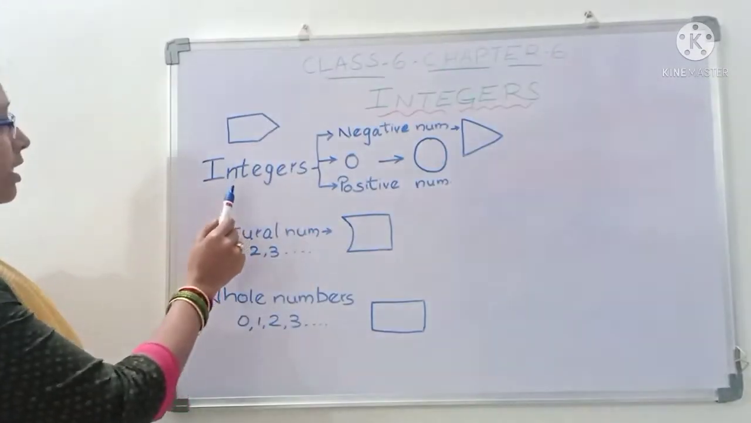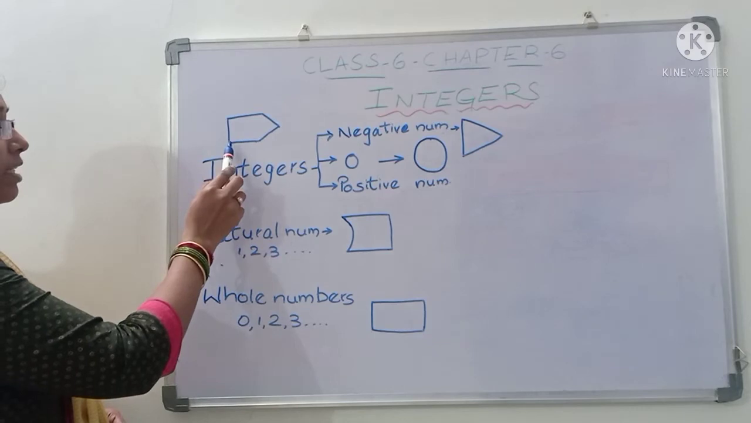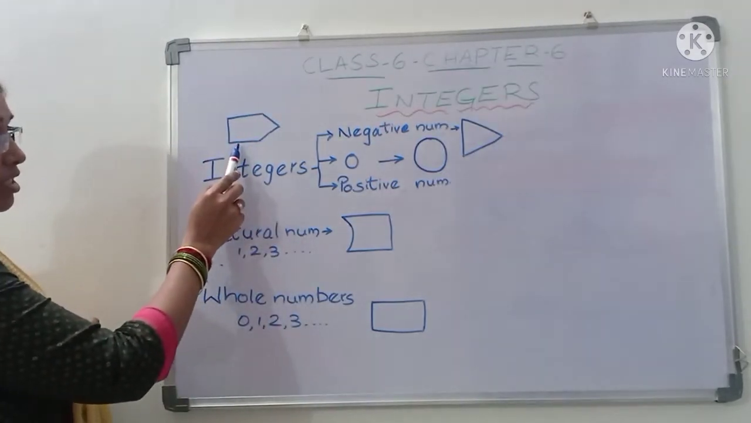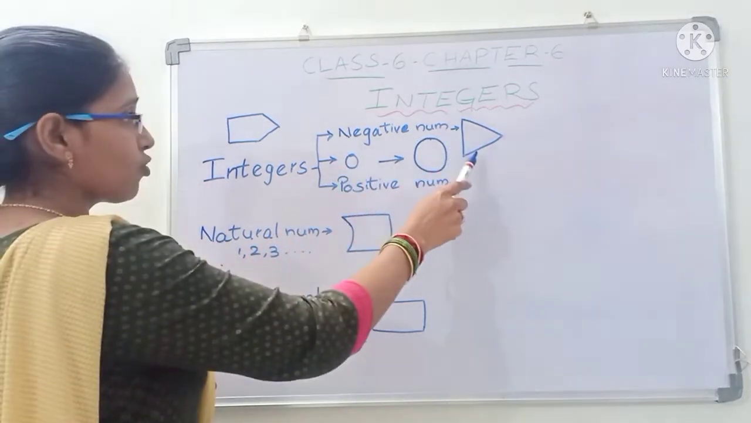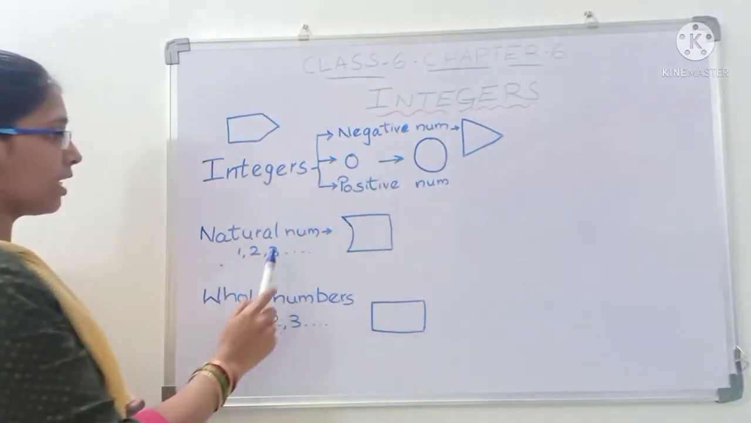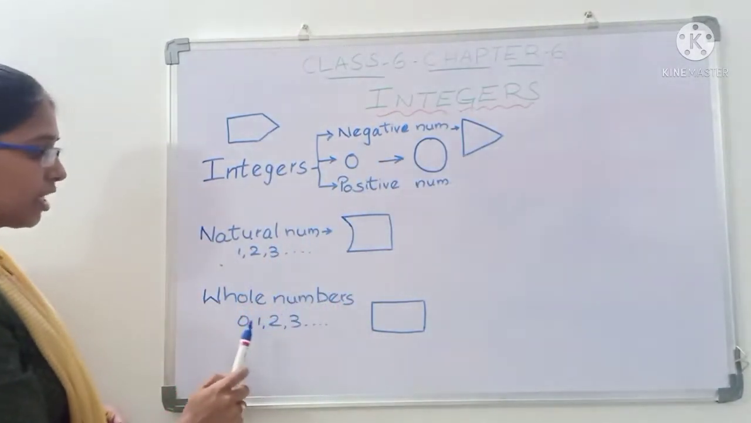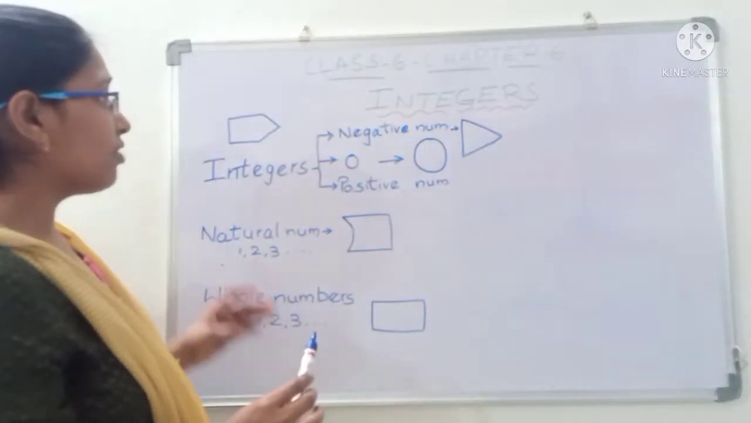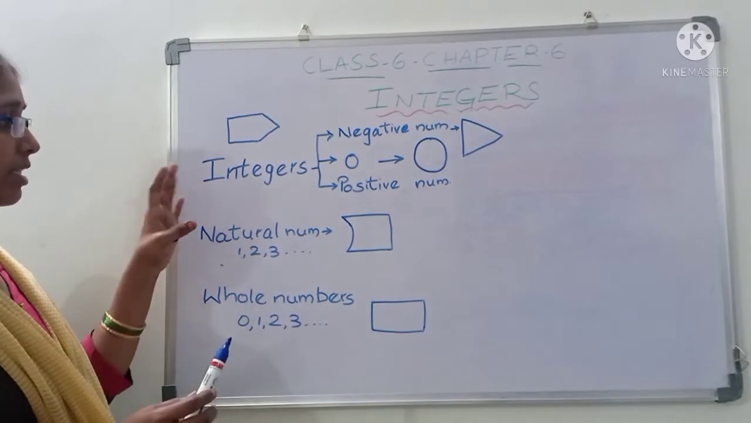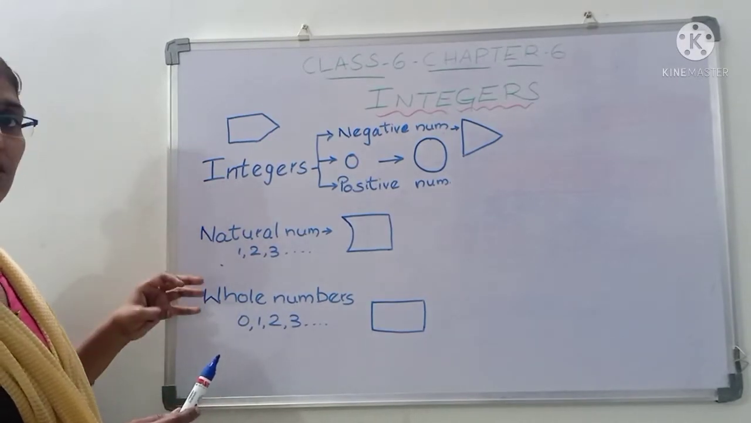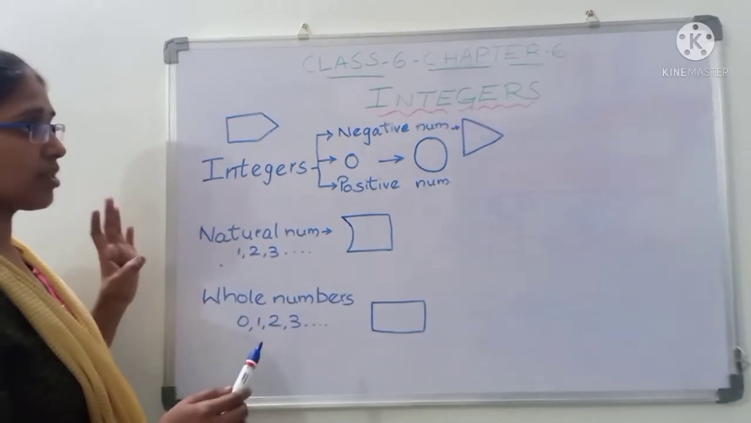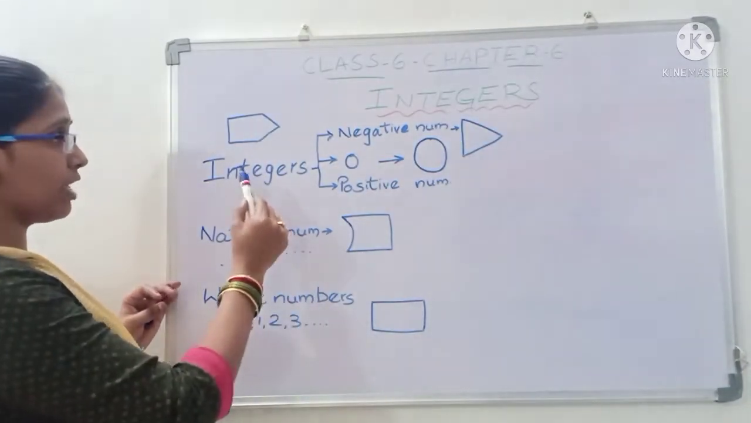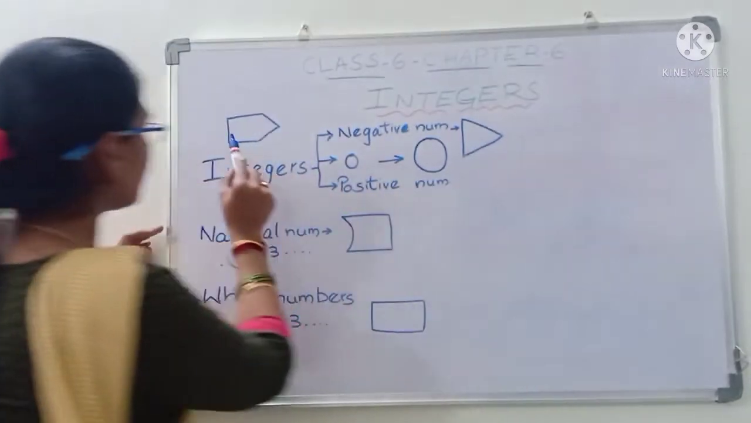See children, let's represent integers with this shape, negative numbers with a triangle, 0 with a circle, natural numbers with this shape and whole numbers with a rectangle. Now tell me children, which is the biggest in these three: integers, natural numbers, whole numbers? Integers, right? Because it contains more numbers than natural and whole numbers. Let's draw integers first. What is the integer symbol? This, right?